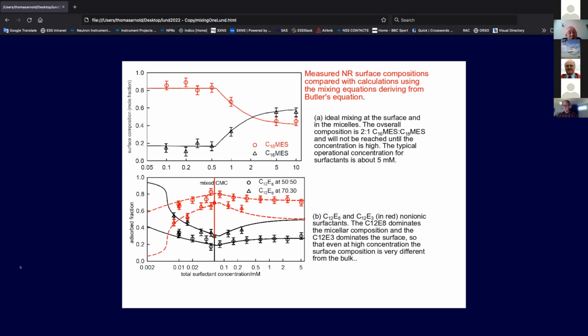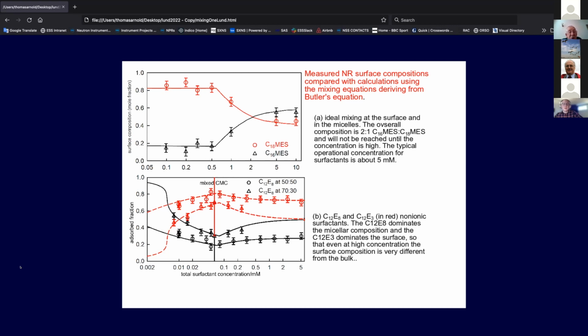The top system contains two surfactants and they only differ in their chain length. And obviously the longer chain length is more surface active. The actual composition we use here is a eutectic mixture of 2 C16 to 1 C18. The first thing you notice when we measure the composition at low concentrations is the C18, although at lower concentration, adsorbs much more strongly. The surface is 80% C18, although the bulk is only 1/3.